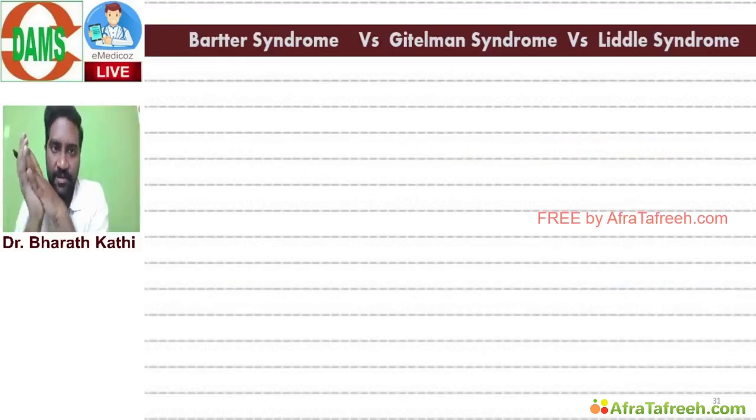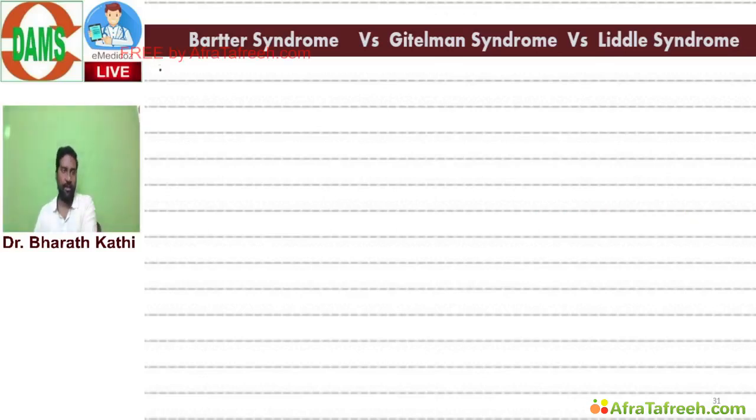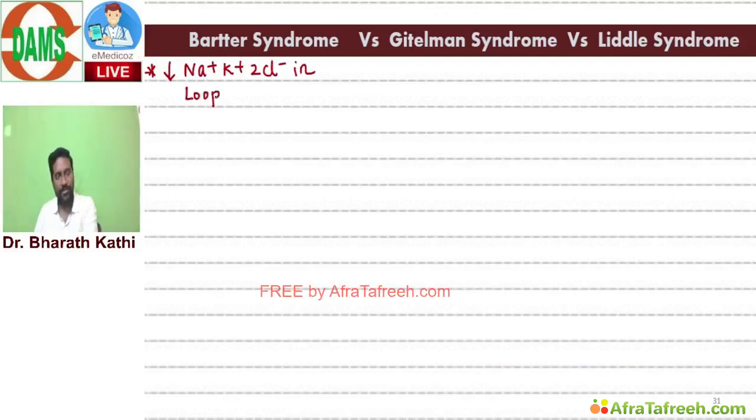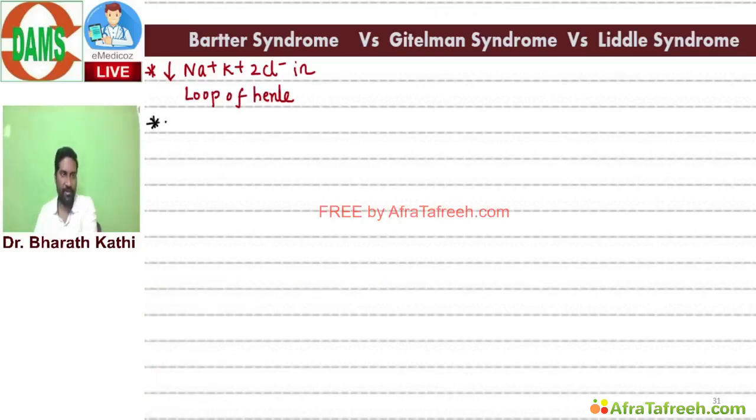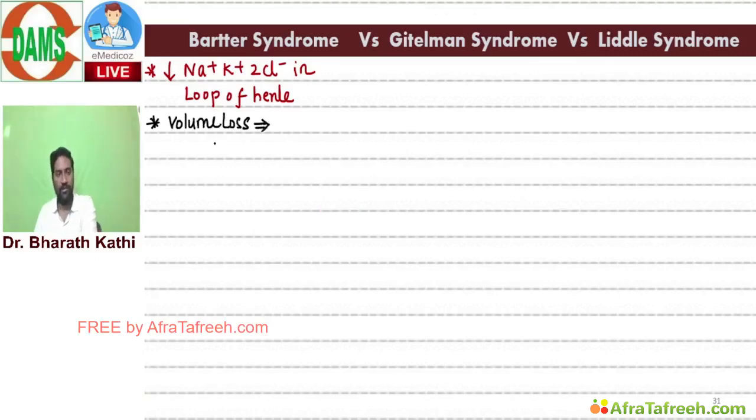Next important renal disorders causing metabolic alkalosis in acid-base disorders will be these: Bartter syndrome, Gitelman syndrome, Liddle syndrome. In Bartter syndrome, the main defect is decreased functioning of the Na plus, K plus, 2Cl minus channel in the loop of Henle. This channel will not function. Normally this channel is required for water reabsorption. Now water will not be reabsorbed. There will be volume loss. Because of volume loss, there will be RAS activity.